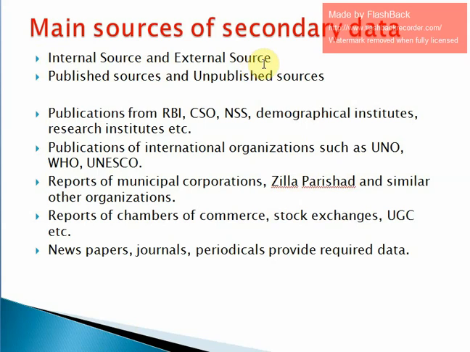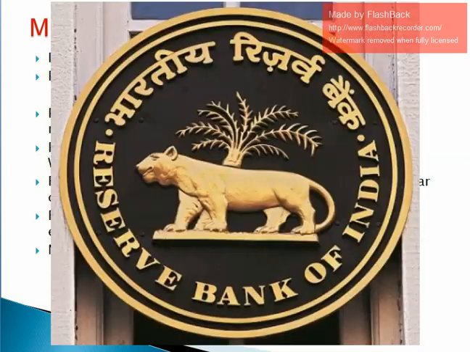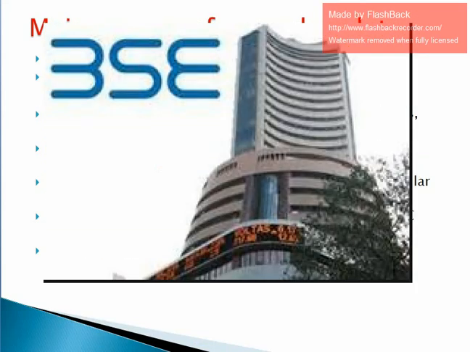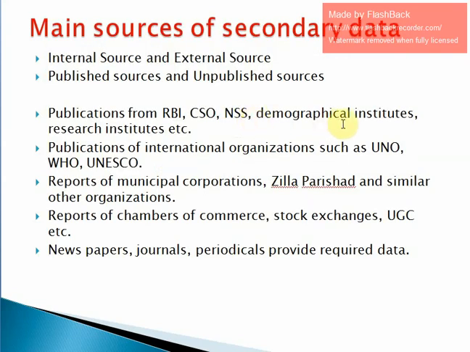Some data are published, some are unpublished. Published means they are available publicly, and unpublished means they are not available to normal people, the normal researcher. For example, publications from RBI, Bank of India, Central Statistical Organization, National Sample Survey, Geographical Institutes, Research Institutes, etc. One may visit their websites and the data can be used.